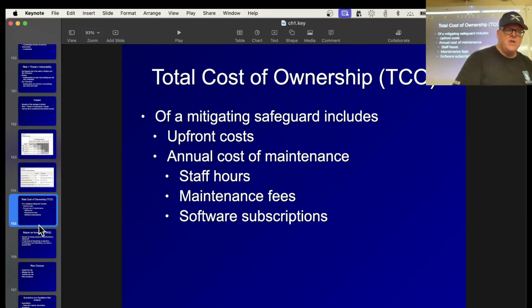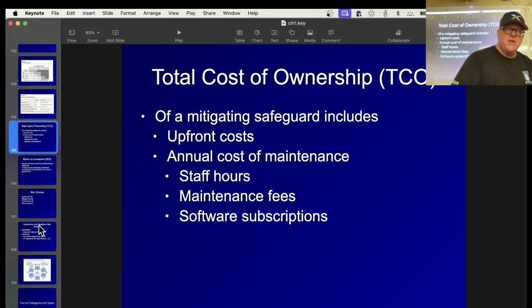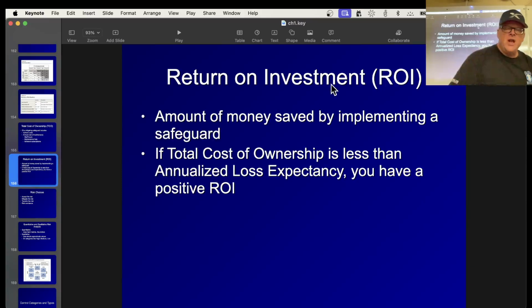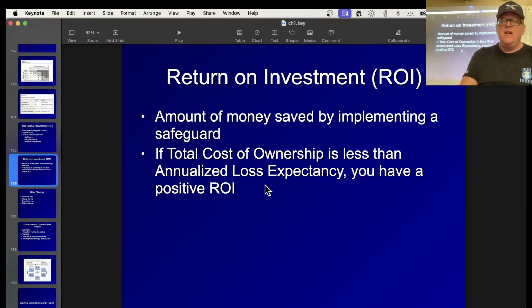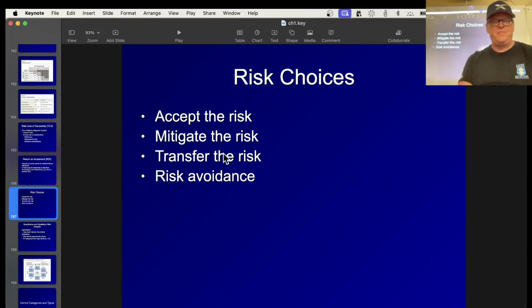So you figure out how much it's really going to cost to implement that security measure, and then compare it to how much real loss you're going to have for not implementing it, and that's how you decide whether it's worth doing. So that's the return on investment, the amount of money saved. So if the total cost of ownership is less than the annualized loss expectancy, then you have a return on investment. The control you buy is worth it because it prevents harm that is greater. The problem is all these things are typically estimates.